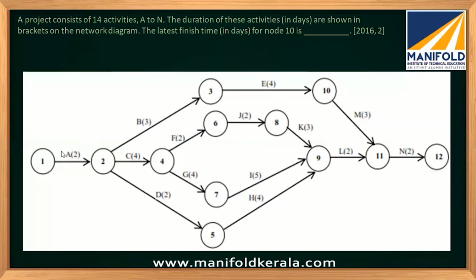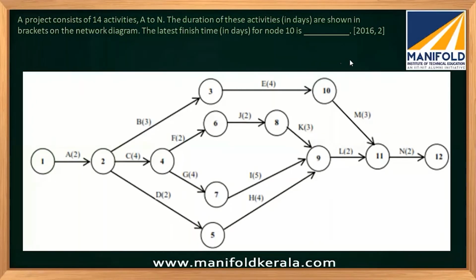So we know that for finding the latest finishing time, first we have to do the forward passing to get the earliest start time for all the activities. Then from the backward passing, we will estimate the latest finishing time for this thing. So we don't need to complete the entire backward passing. We need to only do the passing till we reach node 10.